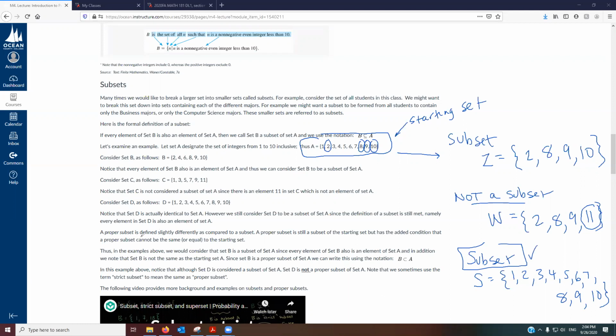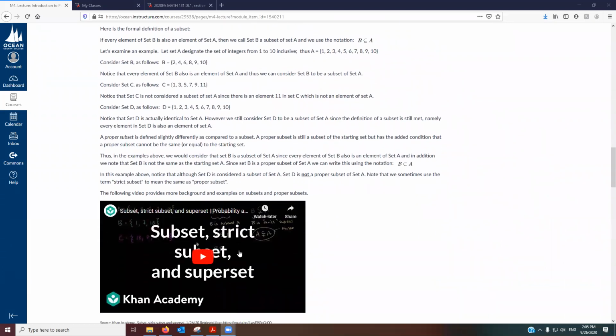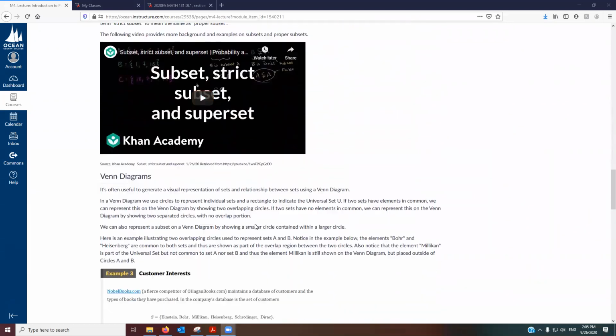But there's another definition. It's called a proper subset. A proper subset is a subset, but it has the added condition that a proper subset cannot be the same or equal to the starting set. So Z, that set Z I came up with earlier, is a proper subset because it's not equal to the starting set. This is not a proper subset here. Right? Although S is a subset, it's not a proper subset because it happens to be equal to the starting set. All right, so that's a little bit of terminology. Here's a good video to check out with more examples.